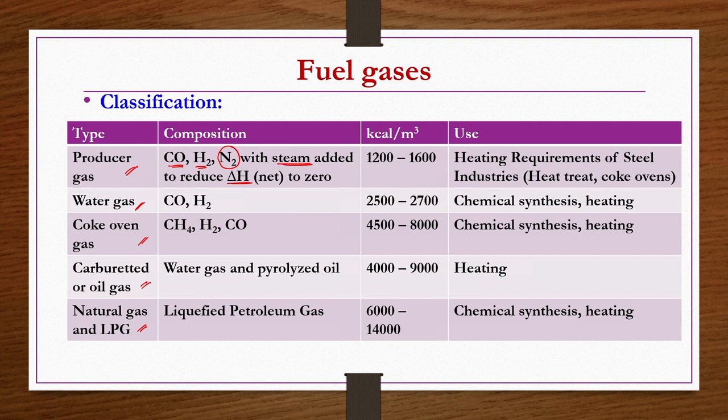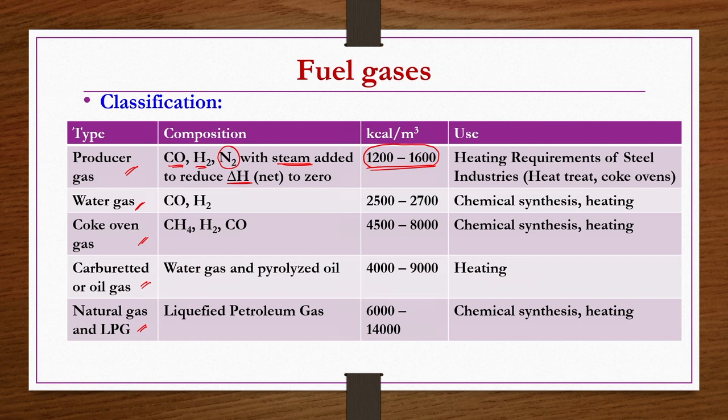The energy content per meter cube of gas for producer gas is around 1200 to 1600 kilocalories. Now, the question is, why so much variation in the energy content of producer gas, if you take only a meter cube of it? Because of the variation in the composition of CO, H2 and then steam added to it if required, the energy content varies accordingly, right? How much percent of CO and how much percent of H2 is there in the gas makes variations in this kilocalorie per meter cube energy content of the given gas, right?